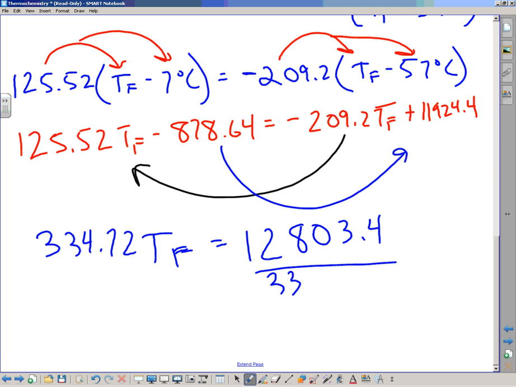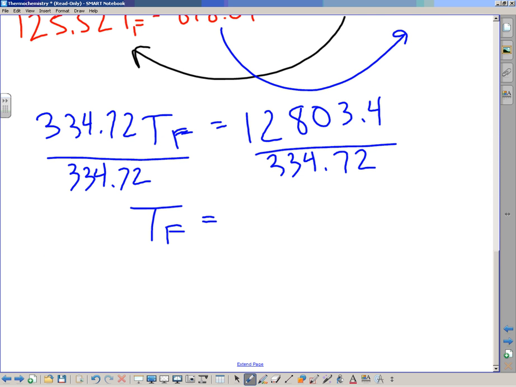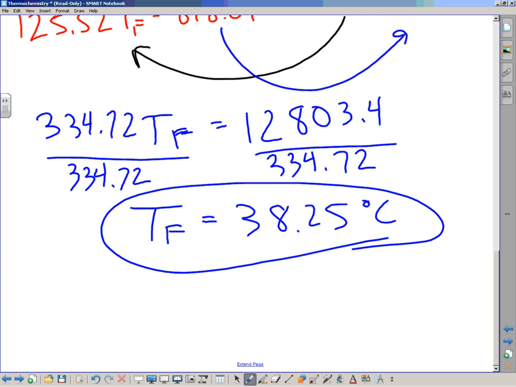All right, last step, divide both sides by the 334.72. And we get a final answer of 38.25. Now, Mr. Sutton got a little sloppy. He kind of dropped his units as he started to do the algebra. Temperature has what units, though? Degrees Celsius. Yeah, don't forget to add your units at the end of the problem. Any questions? All right, excellent. We're done.